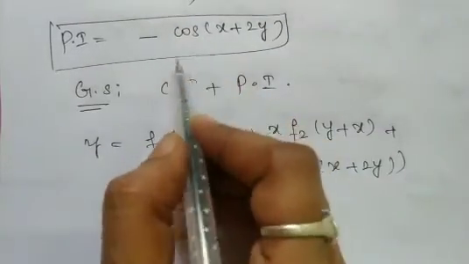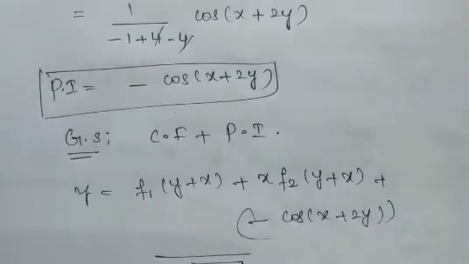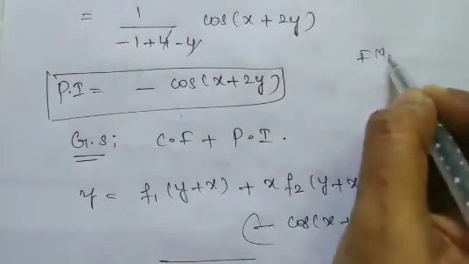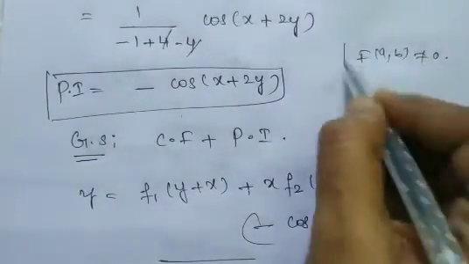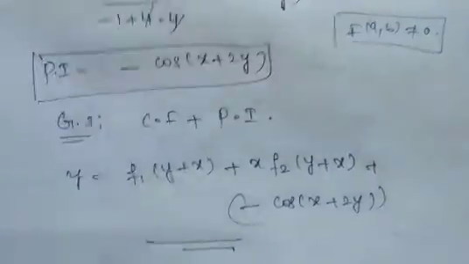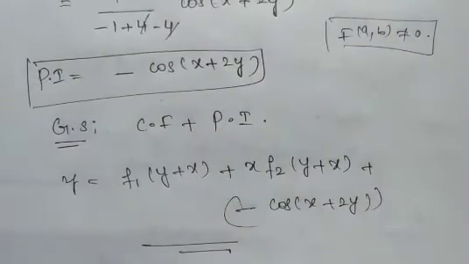So this problem belongs to here case 1. So that is f of a comma b is not equal to 0. So next problem I am explaining case 2, that is f of a comma b equal to 0.